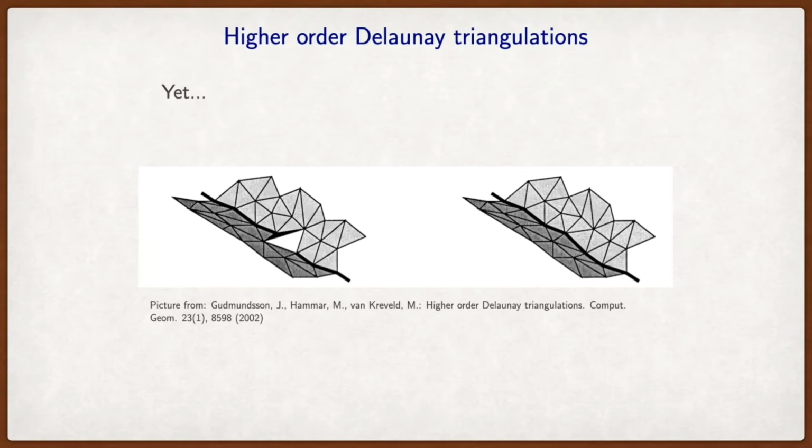However, the Delaunay triangulation is not always perfect. Sometimes, for instance, when you want to model a terrain in 3D, the Delaunay triangulation can ignore ridge lines or valleys, as in the figure. The left figure is the Delaunay triangulation, but we would like something more, as in the right. Still, the Delaunay triangulation has nice triangles, and we would like to still keep triangles as well-shaped as possible. For this reason, Gudmundsson, Hammer, and Van Crevel define what is a higher order Delaunay triangulation.